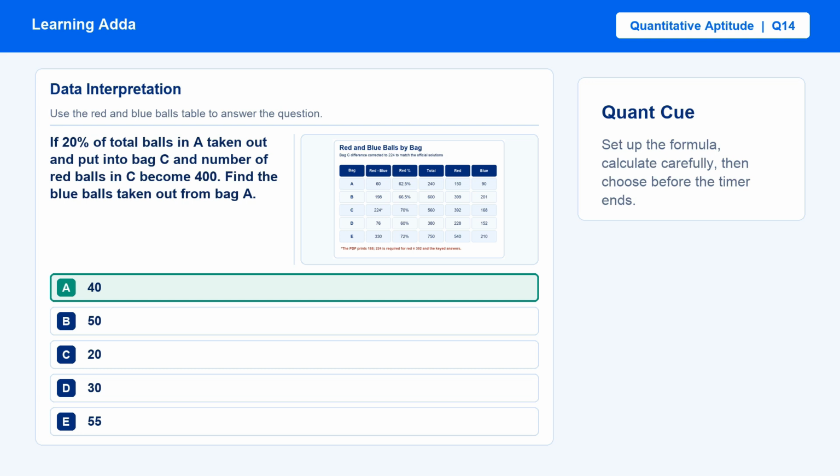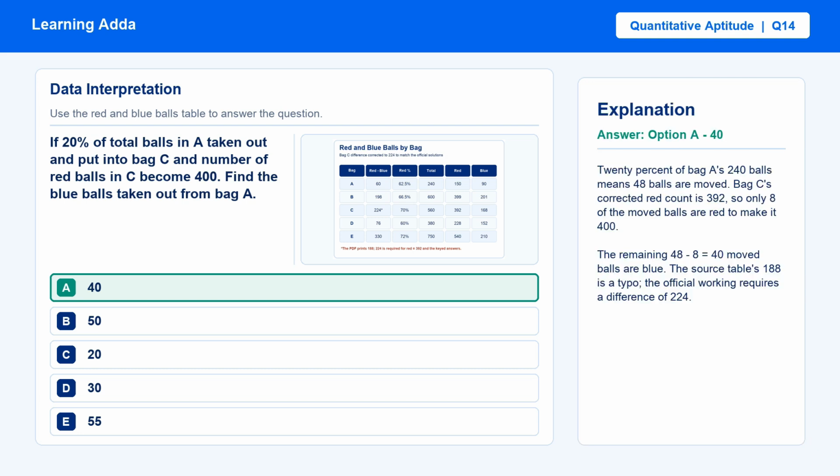The answer is option A, 40. 20% of bag A's 240 balls means 48 balls are moved. Bag C's corrected red count is 392, so only 8 of the moved balls are red to make it 400. The remaining 48 minus 8 is equal to 40 moved balls are blue. The source table's 188 is a typo. The official working requires a difference of 224.